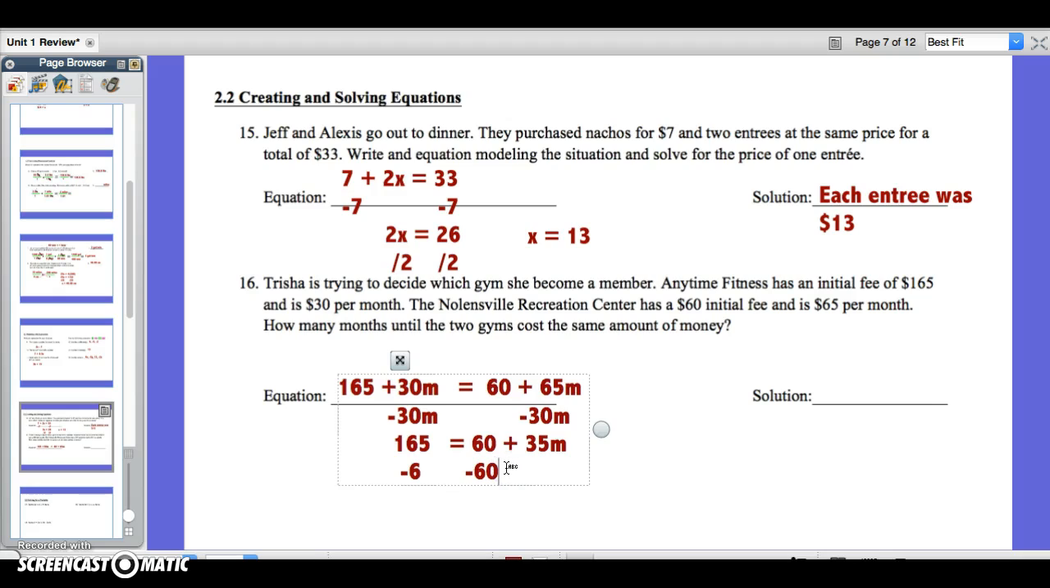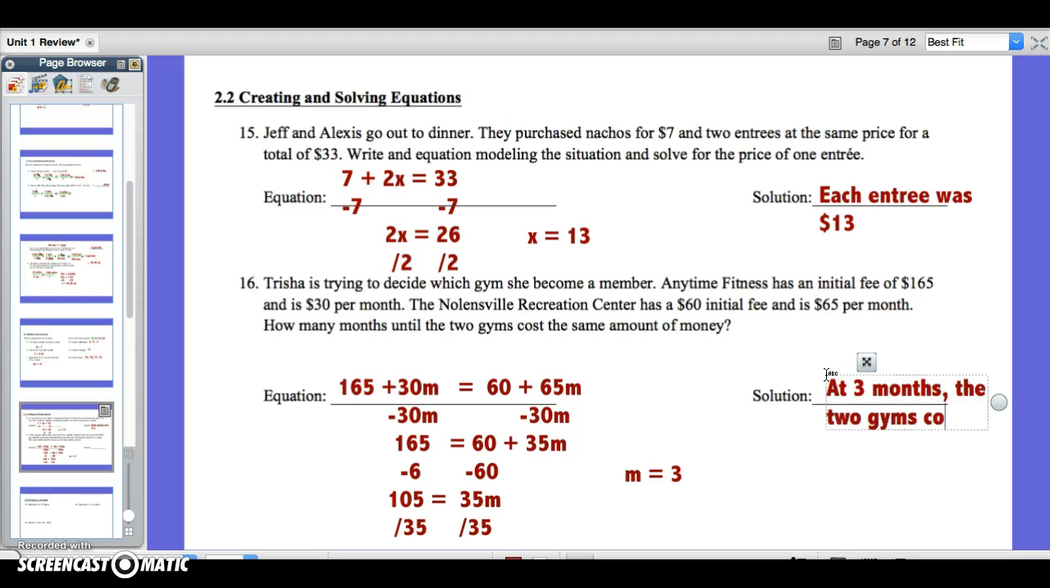And now that leaves me with 105 is equal to 35m. My last step in solving is to divide both sides by 35 to isolate that m. So I'm doing that, divide by 35. I get that m is equal to 3. So at 3 months, the two gyms cost the same. There we are. Okay, next page.